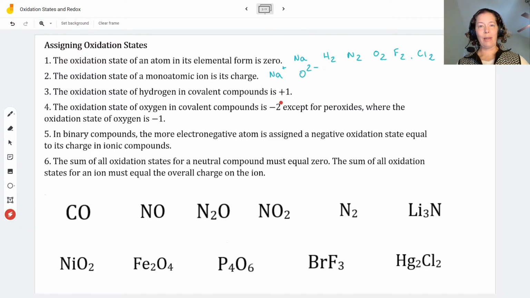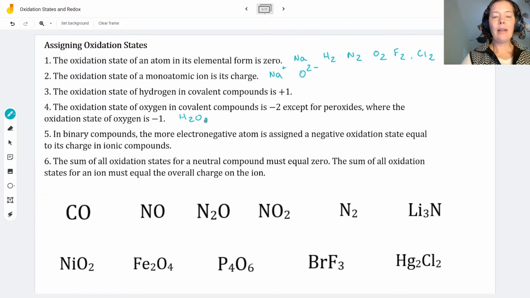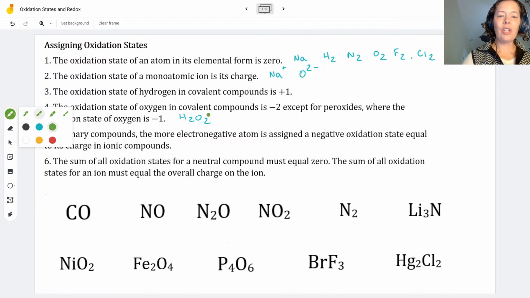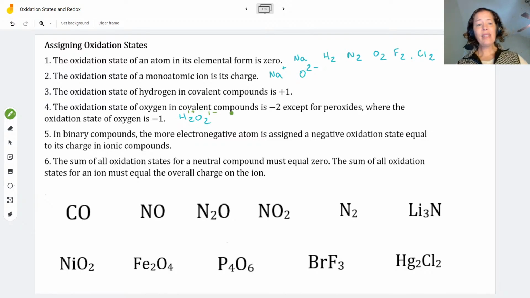There is one exception to this, and that is the peroxides, the most common being hydrogen peroxide. And in that case, the oxidation state for oxygen is actually -1, and hydrogen is +1 there as well. Okay, so oxygens are almost always going to be -2 unless you happen to have a peroxide, which honestly you don't run across that often.